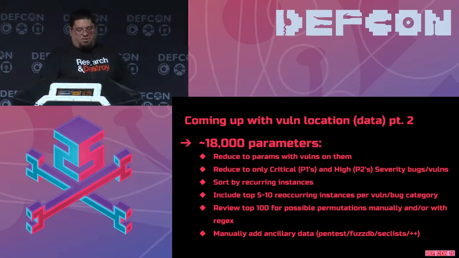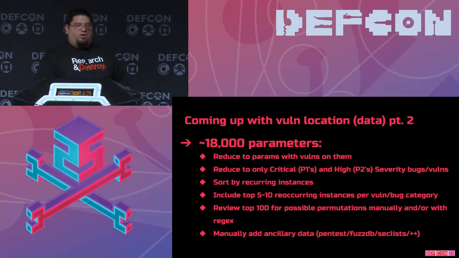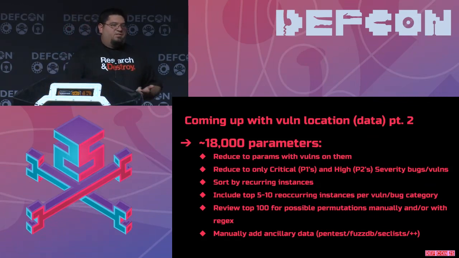So we reduced it to those bugs, and then we started sorting it for reoccurring instances, and this is really fuzzy data science, but it works. Then we include the top 5 to 10 reoccurring instances of parameters to start alerting you when they fall through your Burp traffic. And then we actually review the top 100 possible permutations with some of these, and then we manually added some ancillary data, so the FuzzDB project, SecLists, and just some parameters that our buddies who worked at pen test consultancies were like, I see this all the time with this vuln. So we added some stuff to this data set as well.